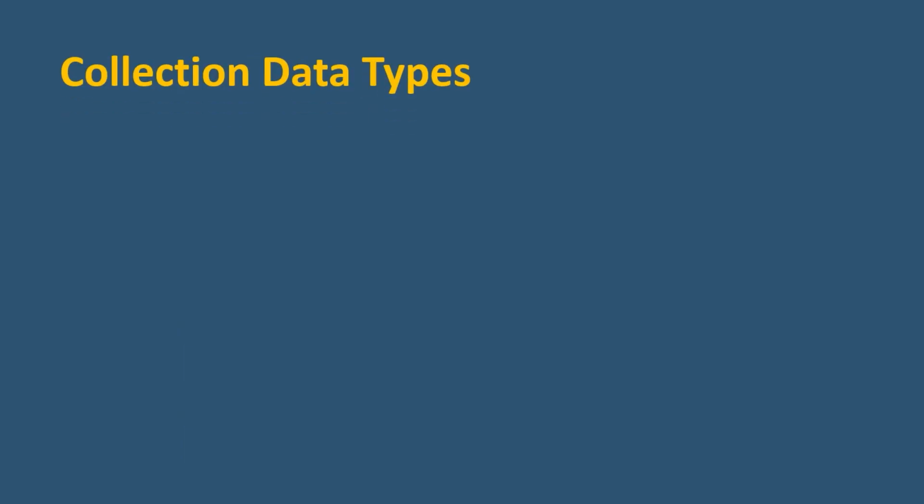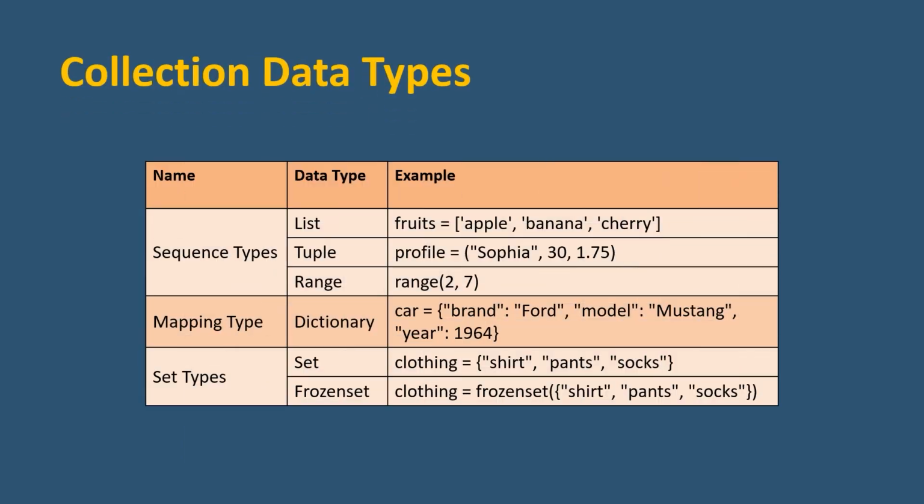Collection data types. These are more complex data structures used to organize and store collections of items. They are built on top of basic types and provide a way to group related data together. Here are some common collection types. Sequence types. These are ordered collections of similar or different data types. Python has 3 sequence types.